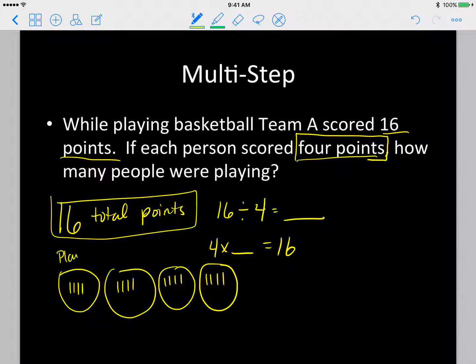So player 1 had 4 points. Player 2 had 4 points. Player 3 had 4 points. And then player 4 had 4 points. So we know that 4 times 4 is equal to 16. So 16 divided by 4 is equal to 4.